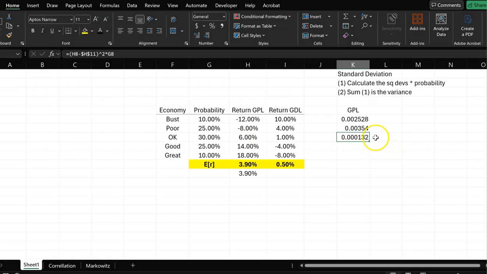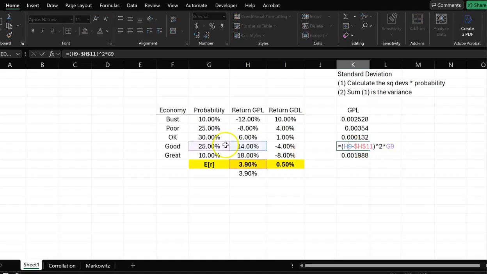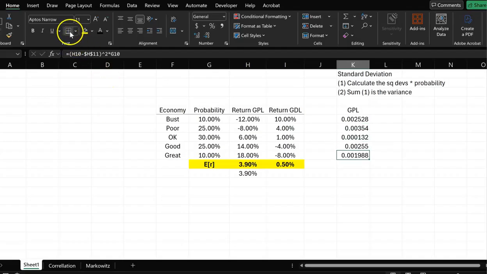So I'm going to do that. I'll just drag it down here for the next two. And you'll notice it's taking the return minus the expected return, squaring the result, and multiplying times the probability. Okay? And so now once I have all of those, if I add them all up, I get the variance.